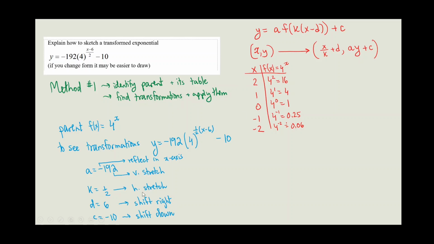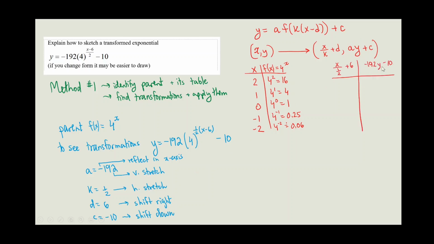After finding the transformations, we want to be able to apply them. And to apply them, the best way to explain it is to do it all in one go, in my opinion, by just following this mapping formula. Let's start with the y coordinate. So all of these y values that we have here, 16, 4, 1, a quarter, etc., we're going to multiply all of them by the a, which is negative 192, and add c, which is subtract 10 for us. And that's going to give us the new coordinates in the table.